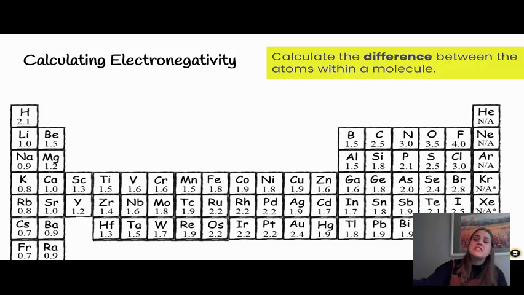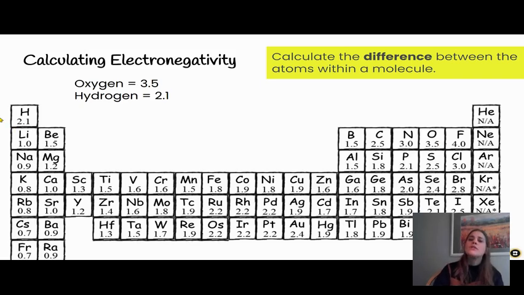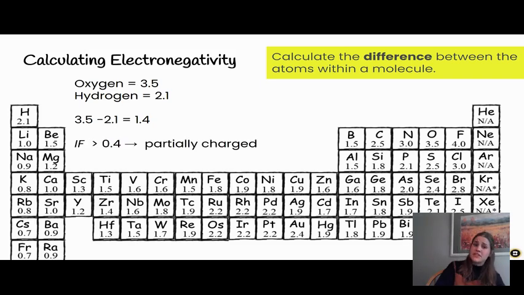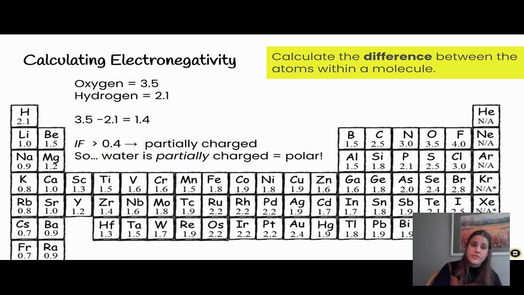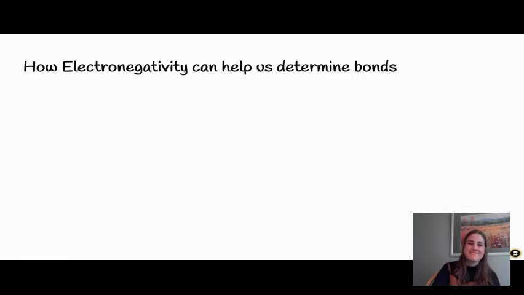All right. So you calculate the difference between the atoms within a molecule, and you would do this for each bond. In this case, oxygen is 3.5. I'm getting that straight from this chart. That's the electronegativity number. Hydrogen, 2.1. The difference, so we're going to subtract 3.5 minus 2.1, it's going to give us 1.4. So for just a bond between an oxygen and a hydrogen, 1.4 is that difference in electronegativity. So it's definitely greater than 0.4. So water is partially charged. Water is polar. Yay! We confirmed it.